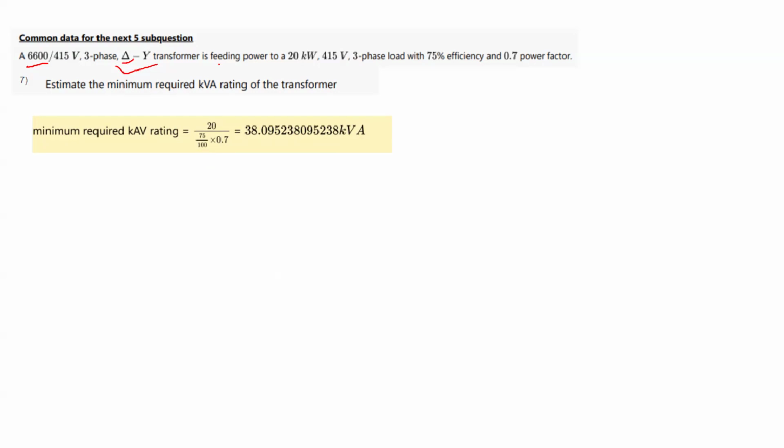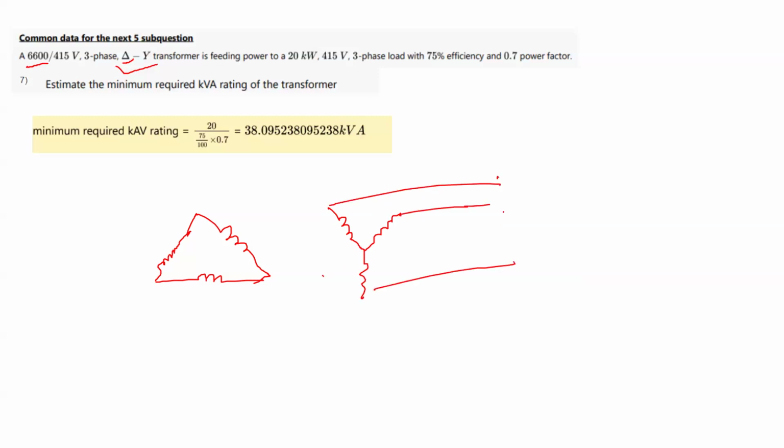They are saying that it is feeding power to a 20 kilowatt, 415 volt three-phase load with 75% efficiency and 0.7 power factor. So what should be the minimum KVA rating of the transformer? On the star side, they have connected the load like this. This is a star connection, and here they have connected it to a three-phase load.